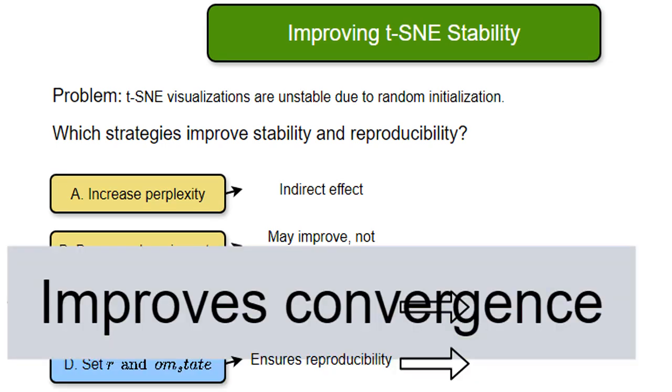Giving TSNE more iterations lets it refine its results over more steps. This helps it overcome the effect of a potentially bad starting point and settle into a better visualization, thus creating more stable results, less dependent on its initial random positioning. It's similar to giving a GPS more time to find the optimal route, resulting in a more accurate and consistent path.